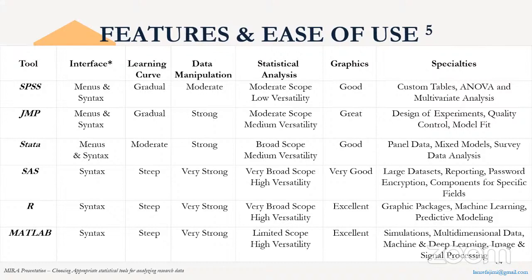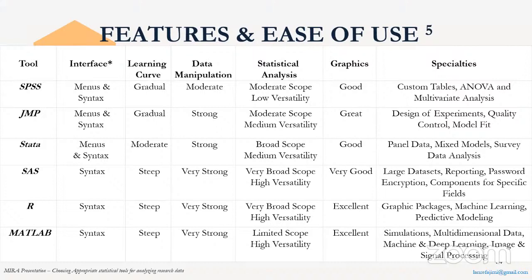JMP as well. JMP is John McIntosh, wherever. It's for medical students. If you see, it's also similar to what we have. It has better graphics than SPSS as well. Then you can also use it to design experiments, quality control, fitting models, etc. And the third one there is Stata. It has many syntaxes as well, similar to SPSS. Learning curve is moderate. Then you have strong data manipulation, which is better than SPSS. You can also do other advanced tools.